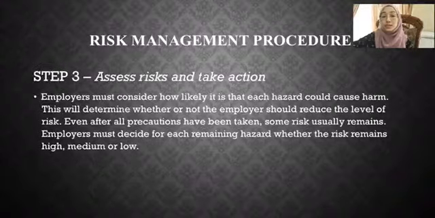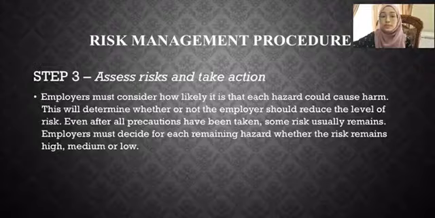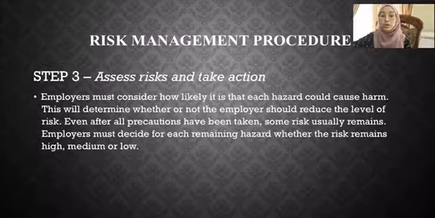The third step is assess risk and take action. Employers must consider how likely it is that each hazard could cause harm. This will determine whether or not the employer should reduce the level of risk. Even after all precautions have been taken, some risk usually remains. Employers must decide for each remaining hazard whether the risk remains high, medium, or low.